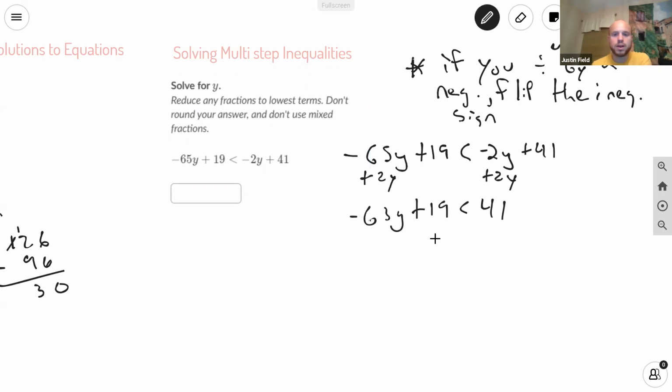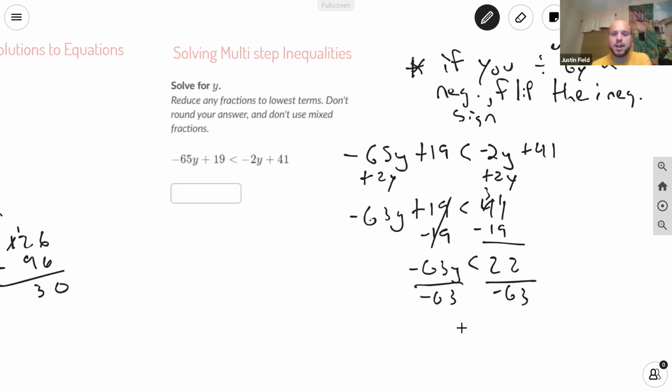y is greater than 41. All right, subtract 19, negative 63y, 41 minus 19. That's no big deal. It's going to be a 22. Is that right? 22. Okay. So now we want to divide by negative 63. Uh-oh, I'm dividing by a negative. So that means I'm going to flip the inequality like that.